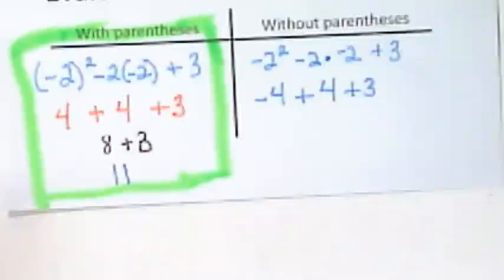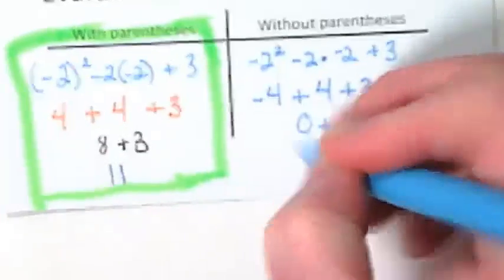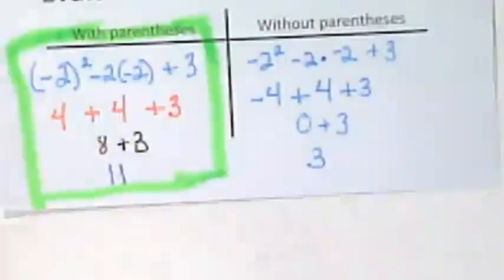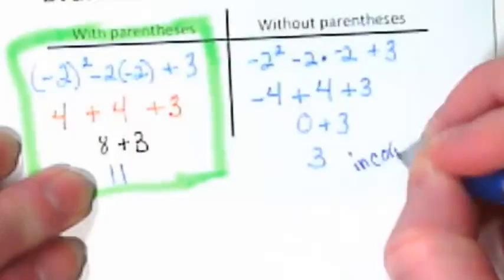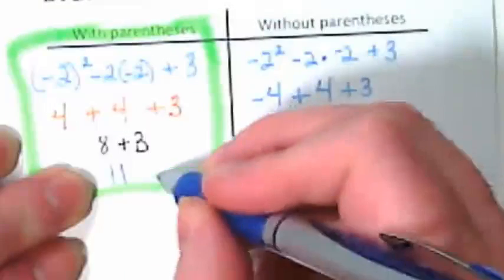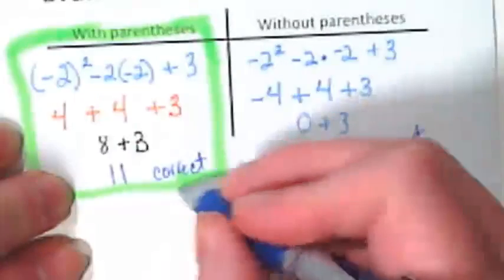Oops, and I didn't change my pen color. I was going to try to be creative. What is negative 4 plus 4? Zero. And this is incorrect. And this is correct.